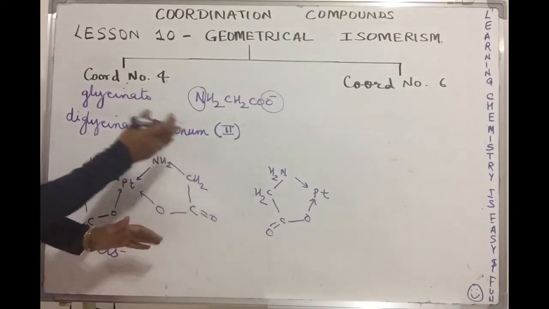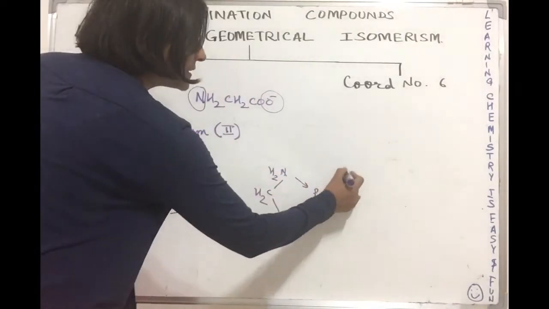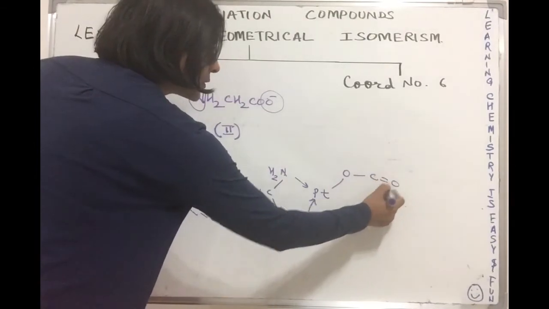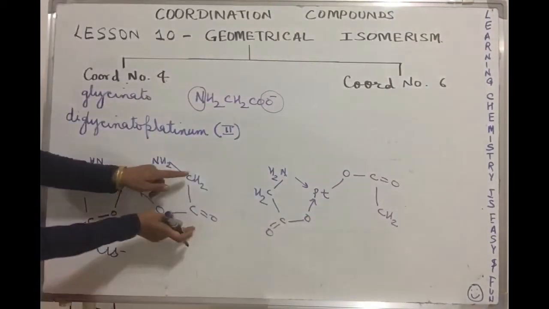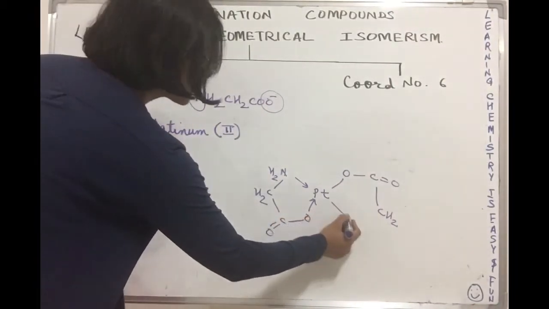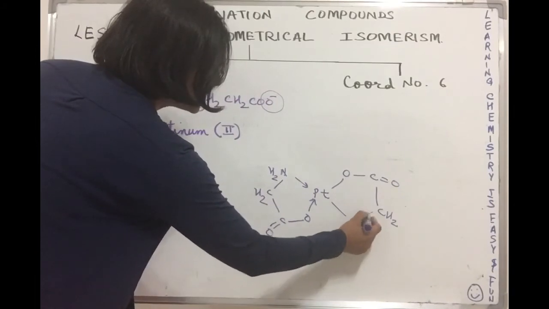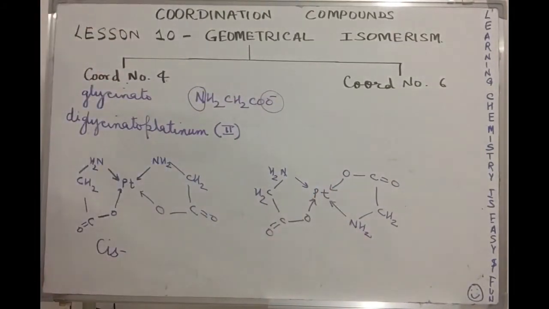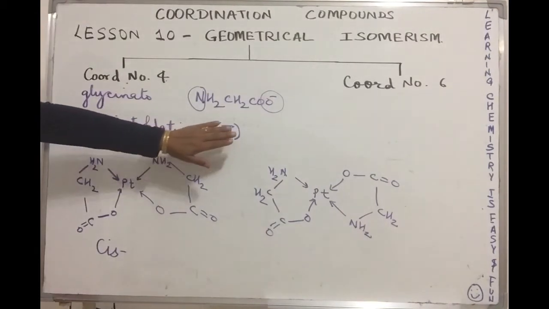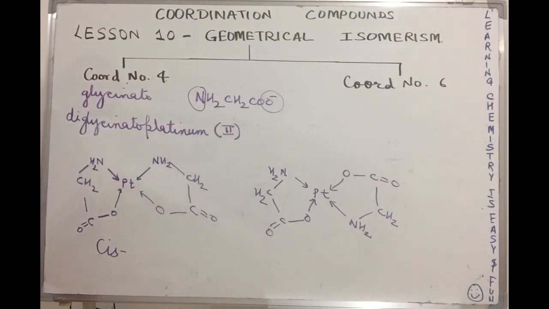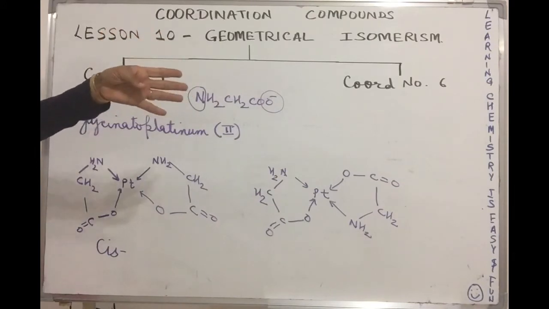Now I said, just flip it around. What will happen is oxygen, C double bond O, perfect. And then we have CH2. See what we've done? And then we've got NH2 and there's a bond over here. Right? So what form will this be? Very good. This will be trans-diglycinato-platinum(II). Very good. So you are now clear with the geometrical isomerism for compounds with coordination number 4.